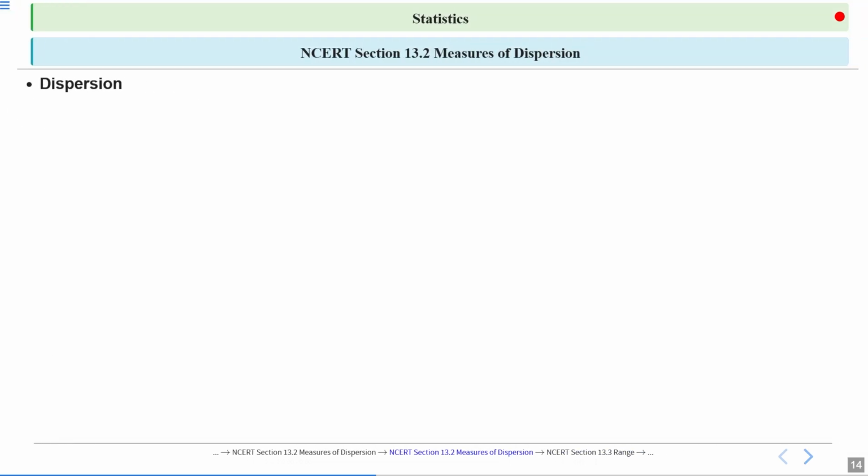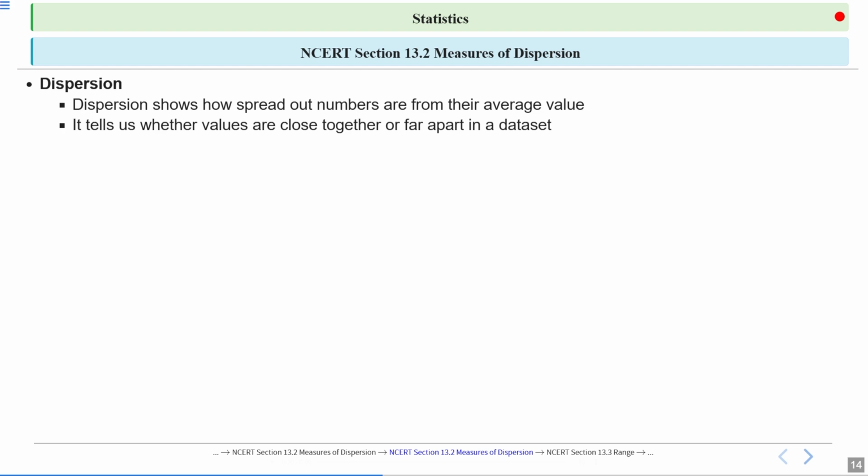Now, we will discuss dispersion. Dispersion is a key concept that helps us understand how data points are spread out in a dataset. Let's start by defining dispersion. Dispersion shows how spread out numbers are from their average value. Next, we see that dispersion tells us whether values are closer together or far apart in a dataset.